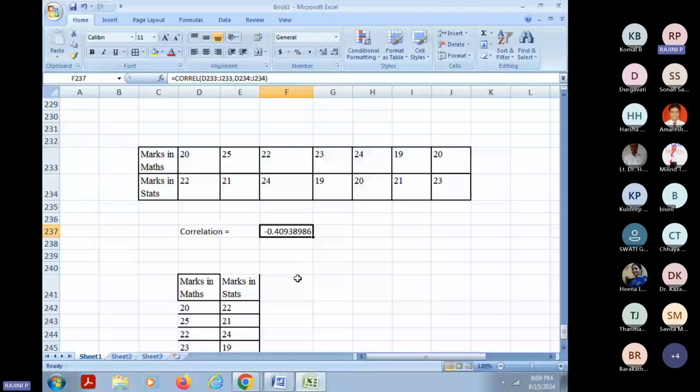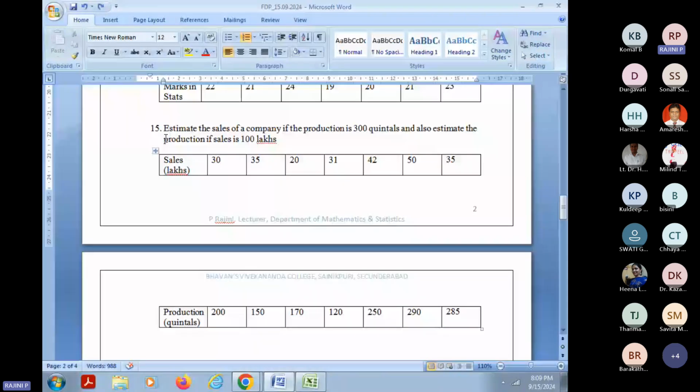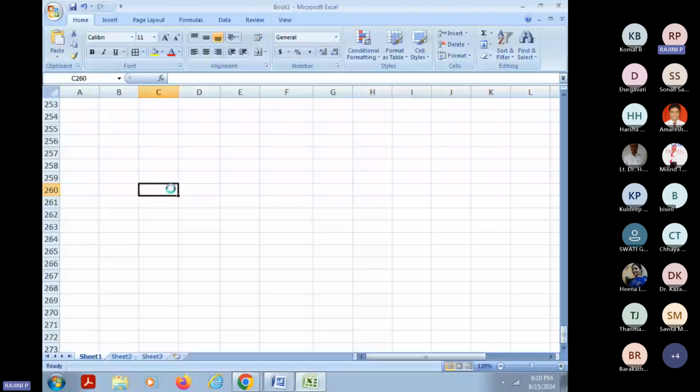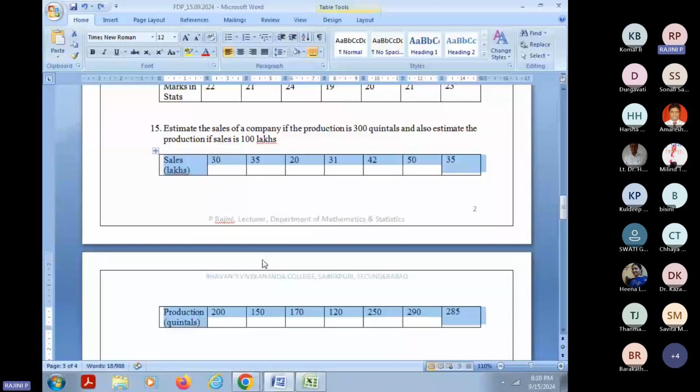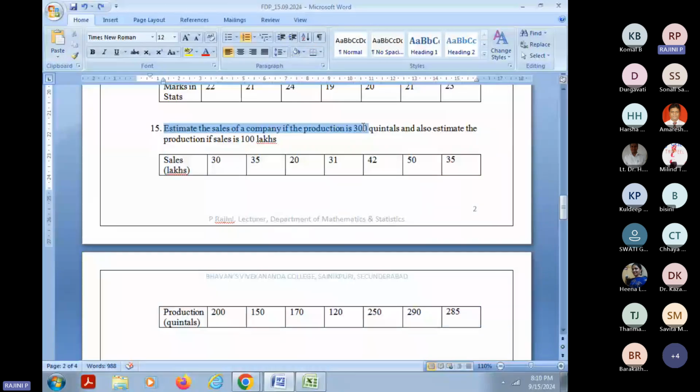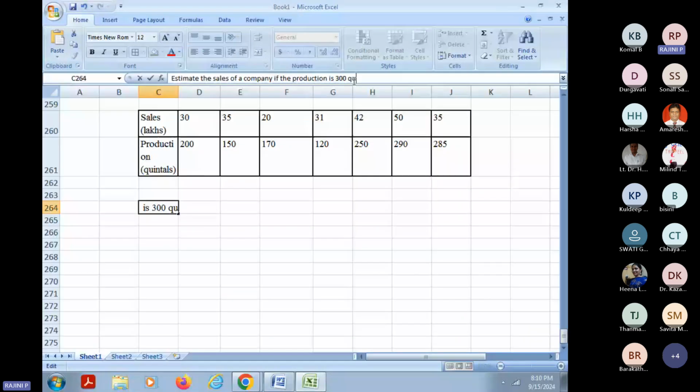Here they have given this data. They have given us sales and production of a particular commodity. Sales is given in lakhs and production is given in quintals. Now you need to check what they are asking: estimate the sales of a company if the production is 300 quintals.